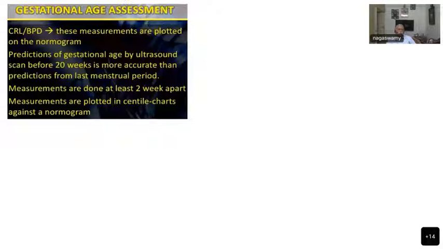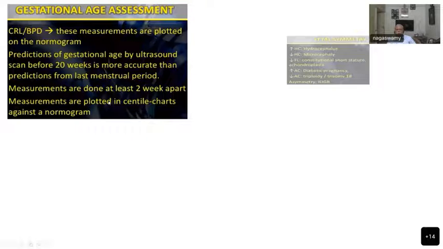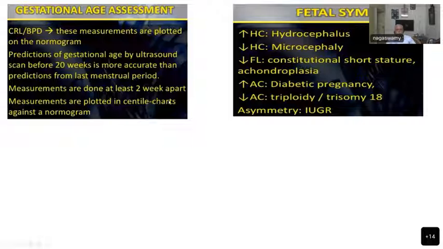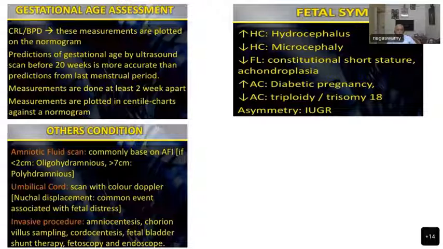Then gestational age can also be determined using all these parameters. And fetal symmetry: with the head circumference, you can find out hydrocephalus or microcephaly in the womb itself. And then femur length will show achondroplasia. And the abdominal circumference will be increased in macrosomia in a diabetic pregnant woman, whereas in trisomy it will be decreased. So these 4 measurements give a lot of clues on the welfare of the fetus.